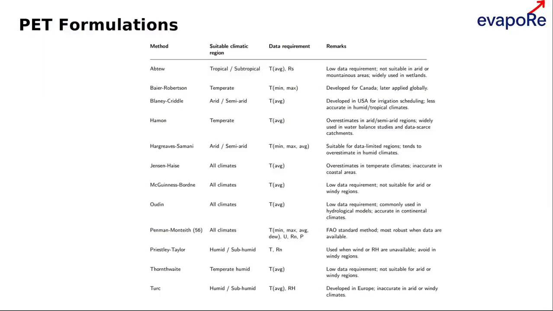As I mentioned earlier, we have some functionalities that let you calculate PET. We have different PET methods in our package, from a very simple method which requires only average temperature, which is Hamon or Oudin, to the most complex ones, which require more inputs, which is the Penman-Monteith formula or Priestley-Taylor. Or even if you are interested in other formulas, we have, I would say, a wide variety of methods that you can use.